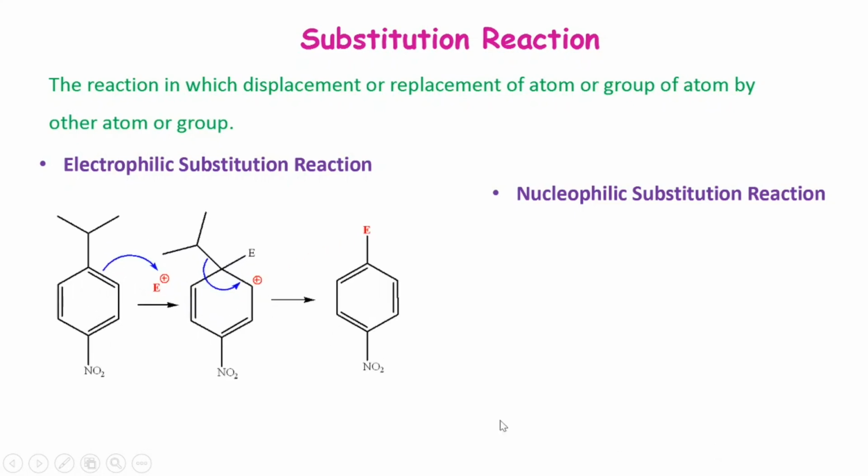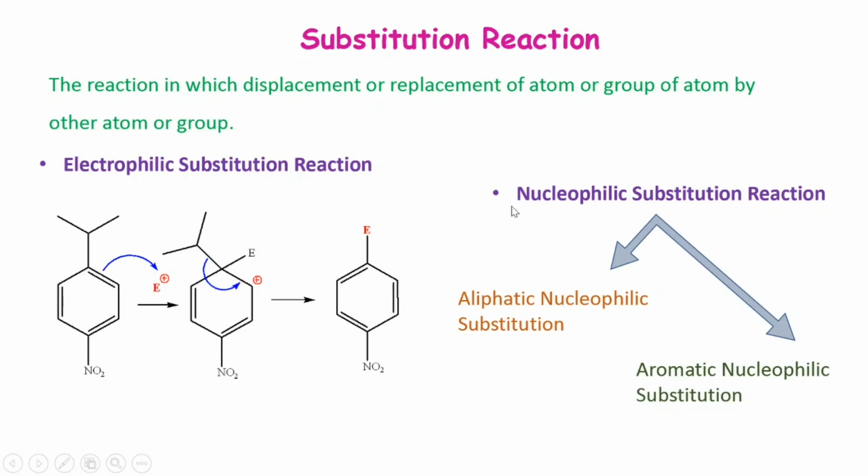Here you can see the best example of electrophilic substitution reaction is ipso substitution reaction, whereas nucleophilic substitution reaction is further divided into two parts. First one is aliphatic nucleophilic substitution and next one is aromatic nucleophilic substitution reaction.